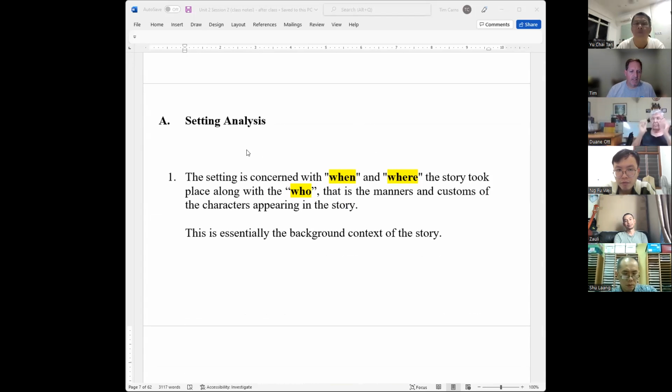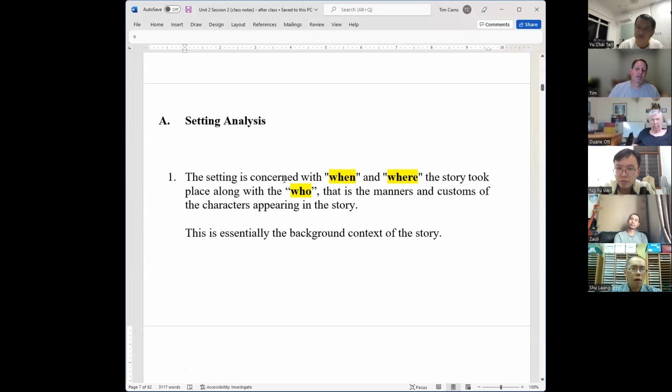So with the setting analysis, again, the setting is focused on really the when and the where of the story. When did it happen? Where did it happen? And then also the who, in the sense of the characters in the story, the setting or the place of the story. What is the culture in which that story takes place? What do we know about the people that are a part of that story? And so that's the setting, the background context of the story.